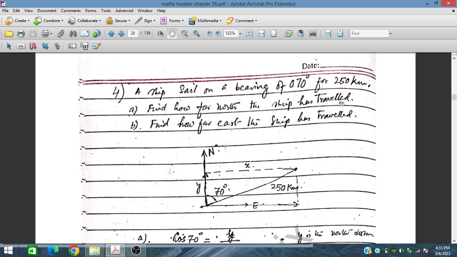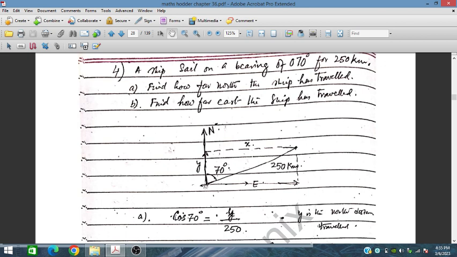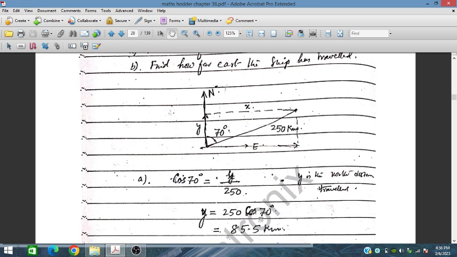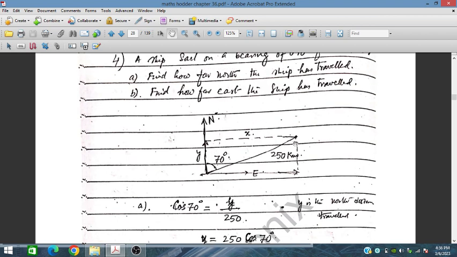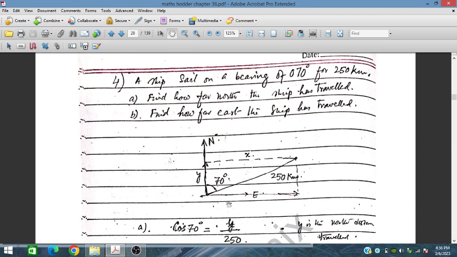Find how far north the ship has traveled. So this is y, the movement in the north direction. So cos 70 degrees is equal to y upon 250. So y is equal to 250 times cos 70 degrees, and y is equal to 85.5 kilometers. So the part 1 answer is 85.5 kilometers.